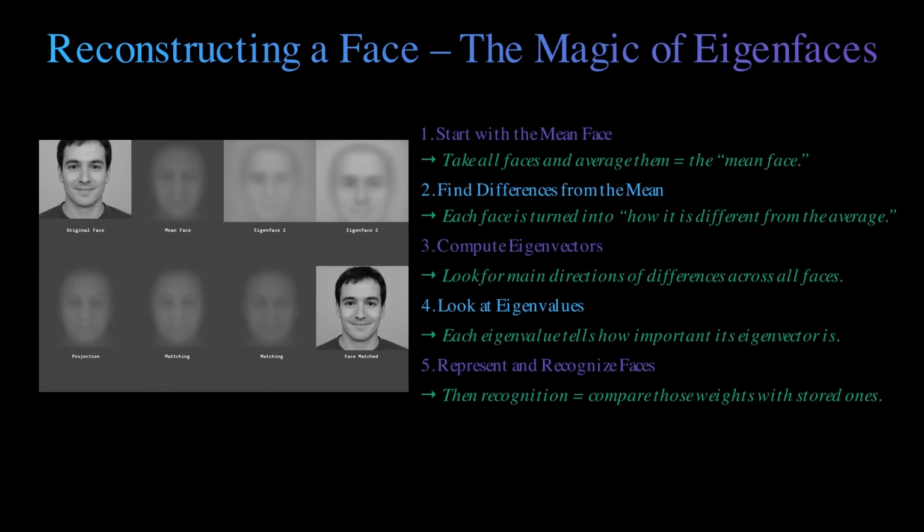So, to put it all together, eigenfaces work by reducing every face to a set of patterns, the eigenvectors, weighted by their importance, the eigenvalues. In practice, this means a face is no longer just an image. It becomes a compact mathematical description. And by comparing these descriptions, the computer can recognize not just a face, but who the face belongs to.